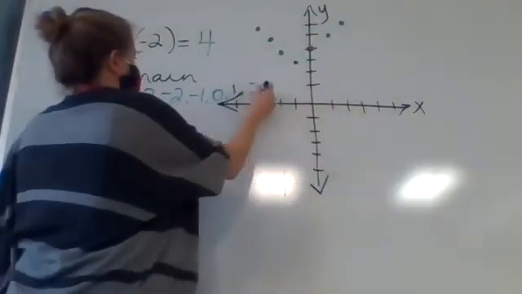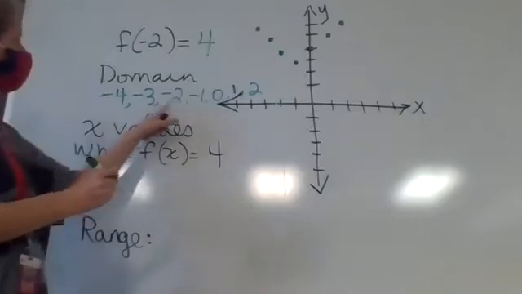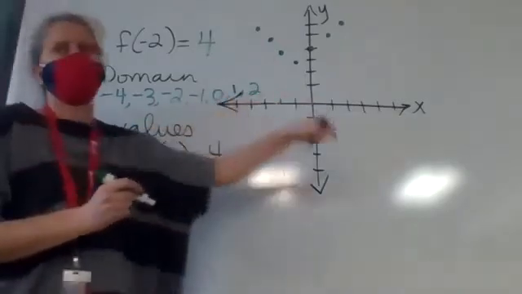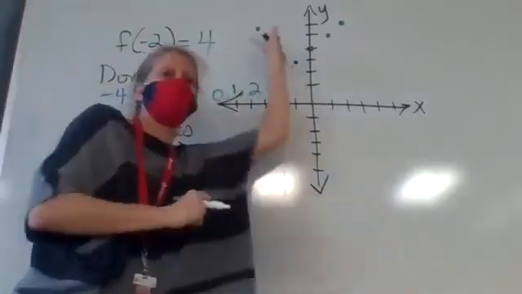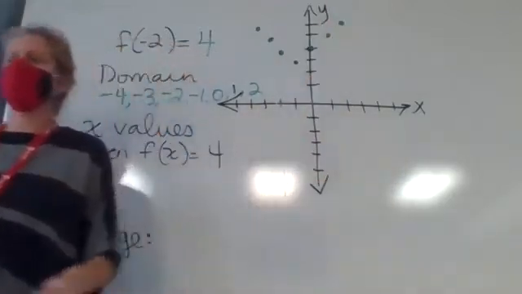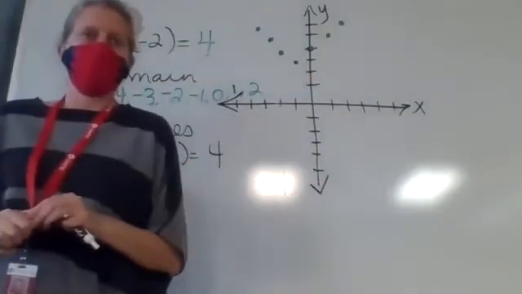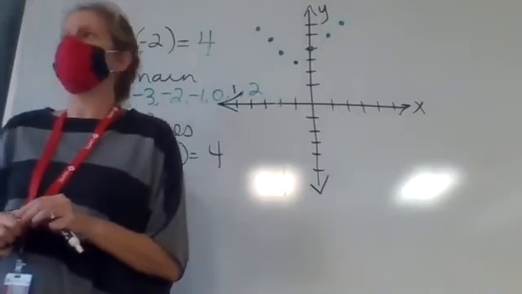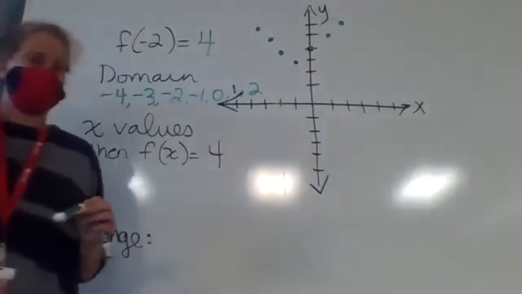So negative 4, negative 3, negative 2, negative 1, 0, 1, and 2 are all the x values of all of those points. That would be the domain. So if they're separate points like that, you are literally just going to each point and naming its x coordinate.